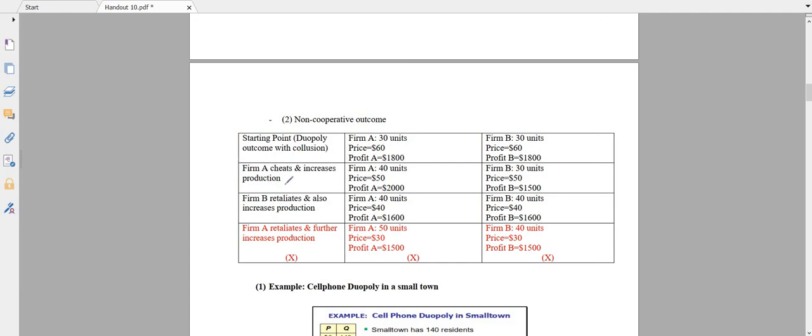In the second step, what I've written over here is that let's assume that firm A cheats and increases its production. Firm B is naive and it continues to produce 30 units as per agreement. So firm A defects on the agreement, it increases its production to 40 units. Firm B continues with 30 units. You can see that now the total market production is 70 units.